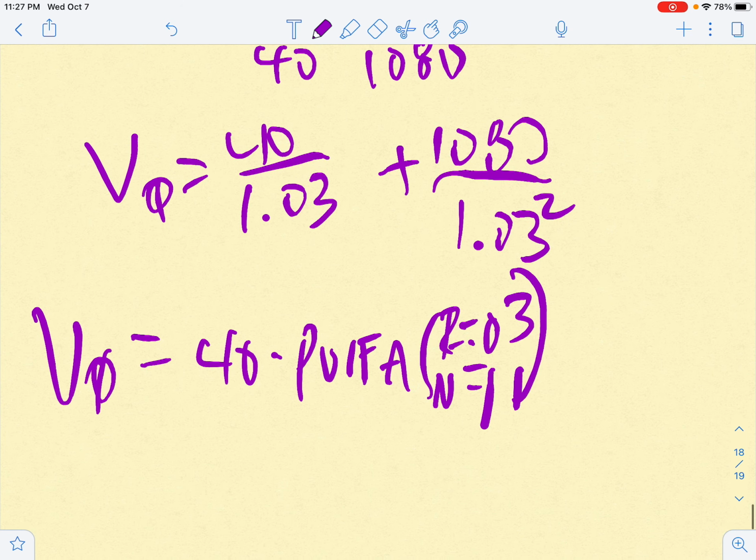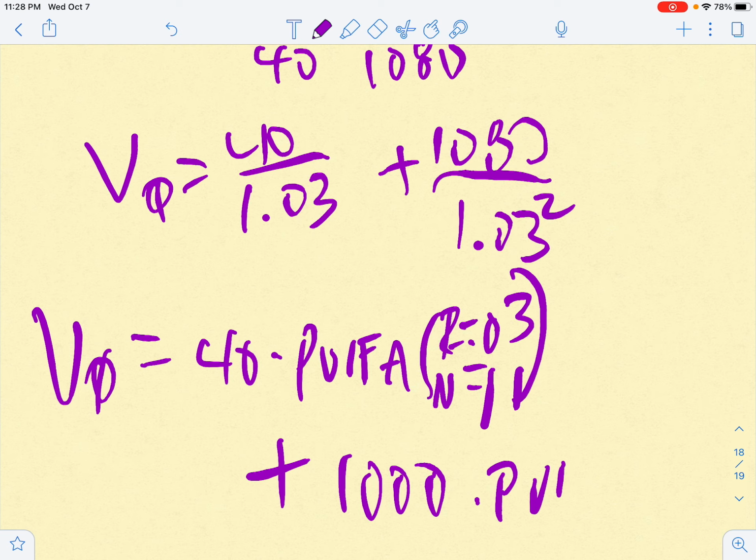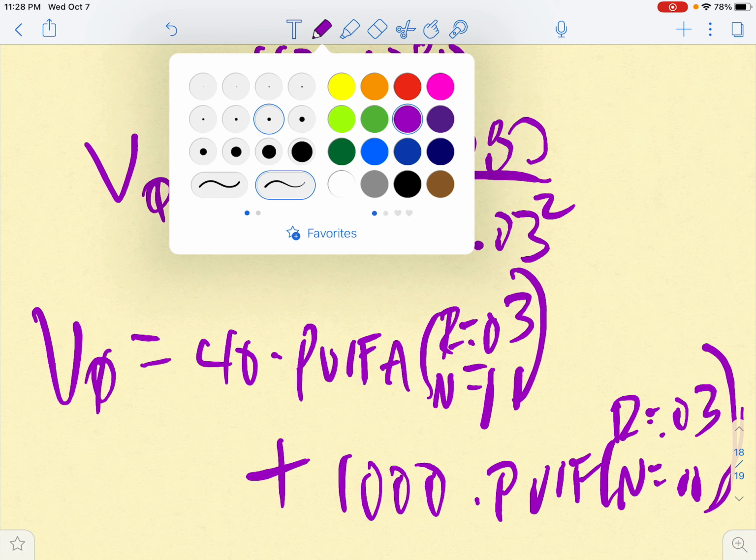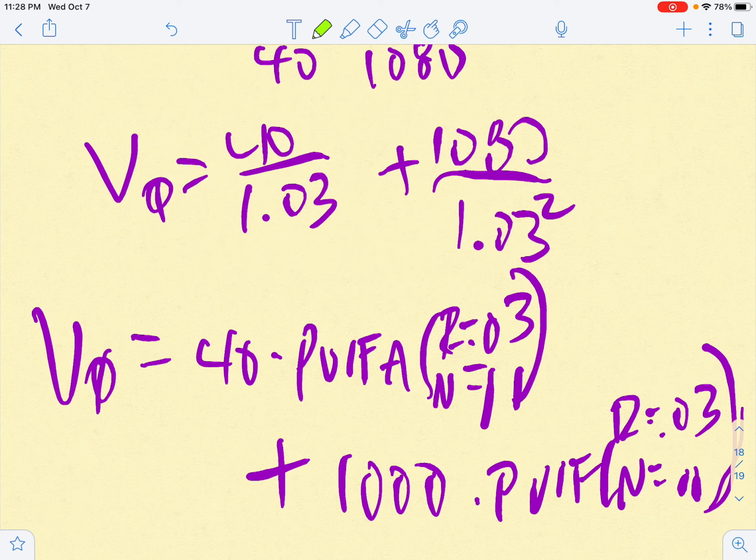And then plus the $1,000 cash flow payable 11 periods from now at the original day 20, multiplied by a present value interest factor, where R is also equal to 0.03, and N is also equal to 11. But of course, from watching my Time Value of Money videos, you are well aware that the meaning of this N is the number of cash flows in the annuity, and the meaning of that N is the number of cash flows we're moving back in time.